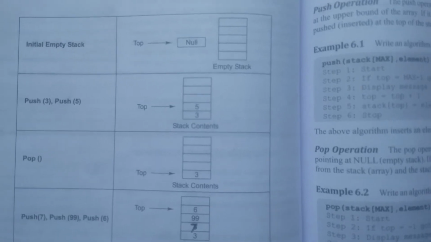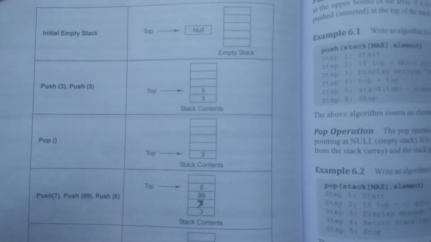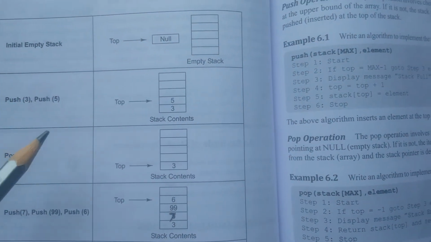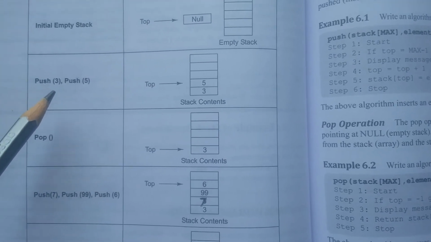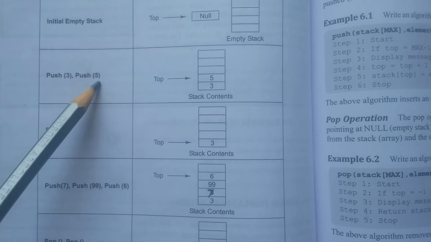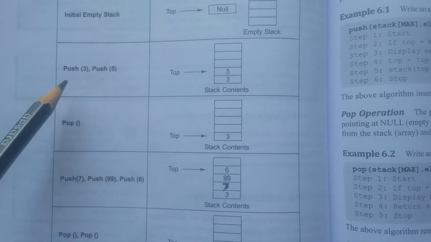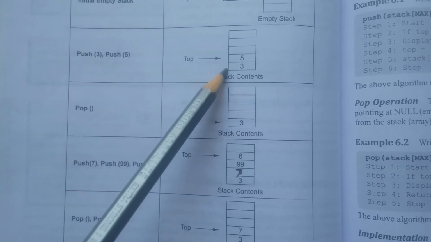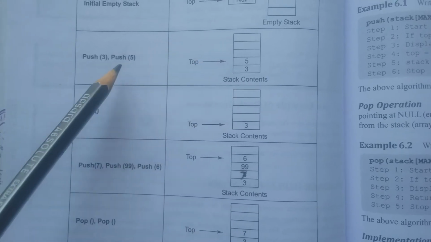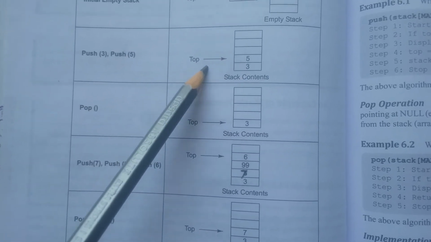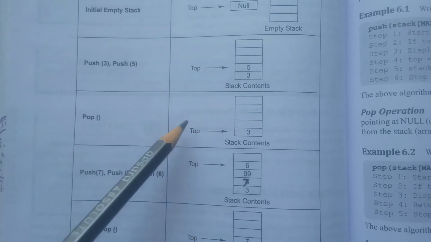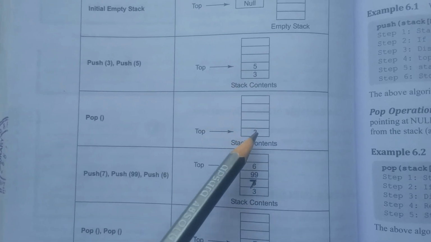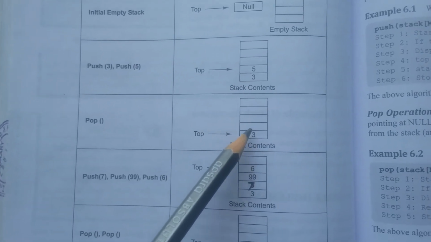Now just see, initially the stack is empty. Here they are showing initially the stack is empty, so top is having the null value. After that I am performing 2 push operations, push 3 and push 5. Because I am performing the first push operation for pushing element number 3, 3 goes first in the stack, and after that 5 is pushed, and now the 5 is indicated by the top of the stack. After that I am again performing one pop operation. One pop operation means 5 is removed and now the present stack contents are only 3.